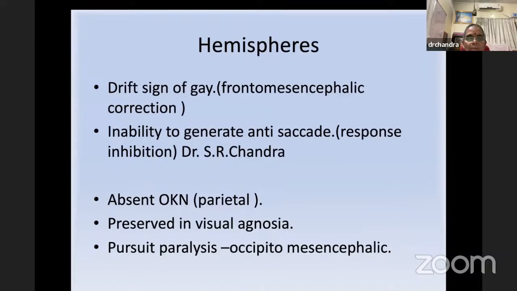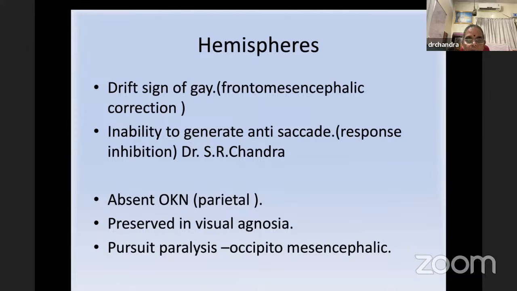Then with reference to hemispheres, you have got the drift sign of Gay due to the frontomesencephalic pathway, where the saccade is not there. So when you do the optokinetic tape, the eye keeps on drifting, with inability to generate anti-saccades. So if the target is moving towards the right, you give a command to move the eye to the left voluntarily. That is one of the earliest signs of frontal lobe disease.